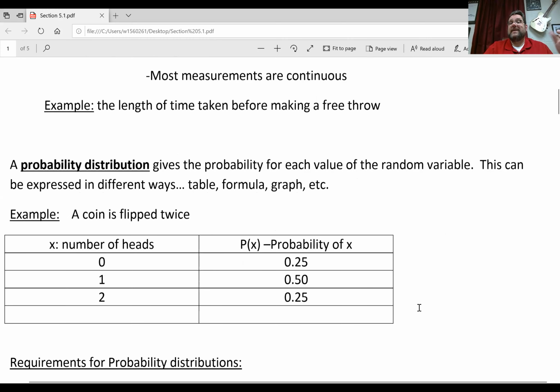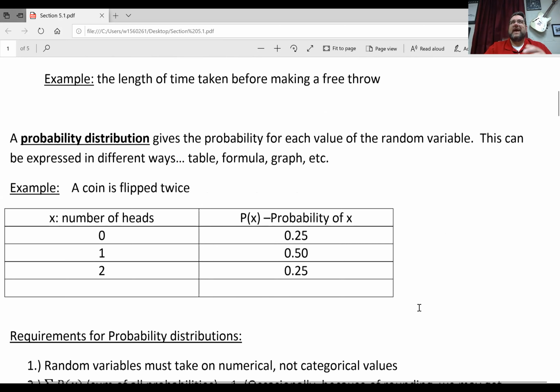All right, so that's a random variable. A random variable is like how many times something happens, basically, in our first few examples. Now, the next thing is going to be a probability distribution. The probability distribution tells you the probability for each value of the random variable.